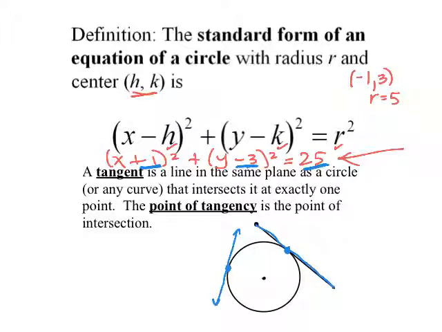A neat rule around the tangent line is anytime you connect a point of tangency to the center of the circle, it forms a perpendicular line. That radius is perpendicular to the tangent line through that point. You will need this fact or this knowledge on your homework tonight.